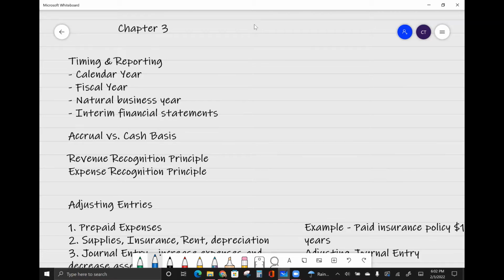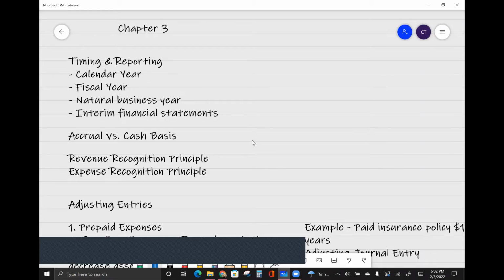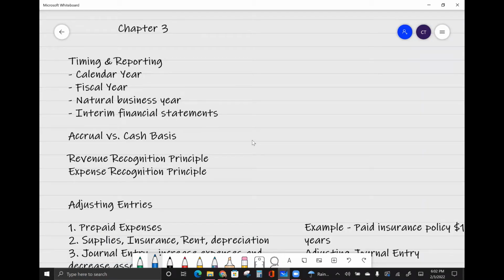First, we're going to talk about the timing. So in business, you will always have some time period for your cycle. A lot of times it's the calendar year. So you start your year off in January, end on December 31st. But it doesn't have to be that way.